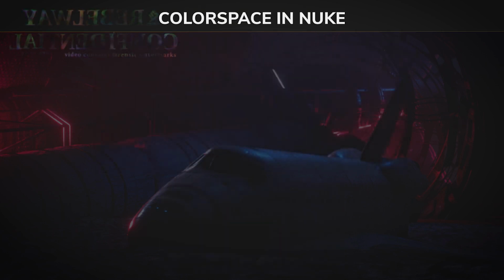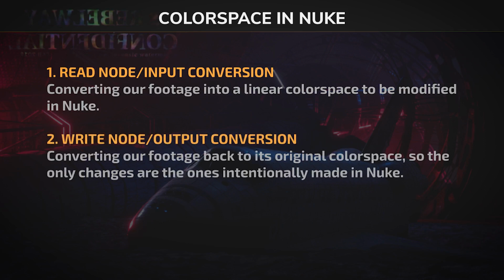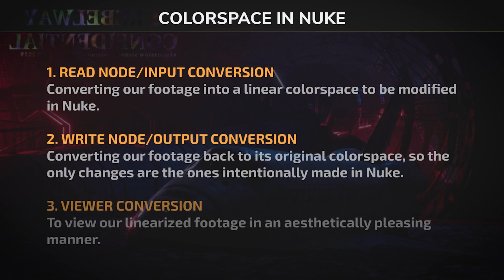So now let's start talking about how this applies to Nuke. When working in Nuke, there are typically multiple color space conversions occurring, and it's important to know exactly what's going on. At the most basic level, there are 3 color space conversions happening. We have our read node input conversion, and the goal of this is to linearize our footage. We have our write node output conversion, which is going to return our footage to its original color space. And then we have our viewer conversion, and this is the LUT on top of our linear color space so we can view it in an aesthetically pleasing manner.